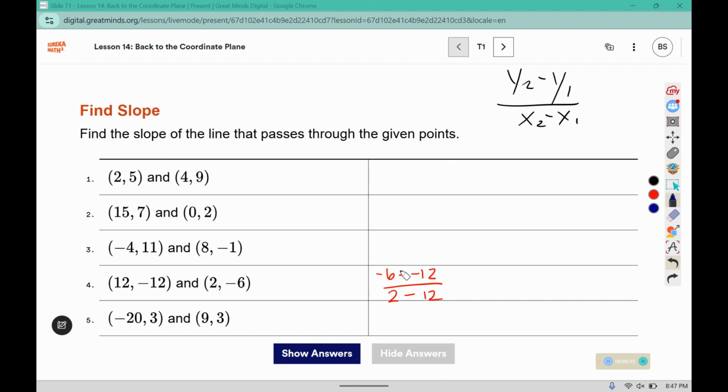So when we subtract a negative, we can change that to adding a positive. Negative 6 plus 12 is positive 6. 2 minus 12 is negative 10. That reduces to negative 3 over 5.